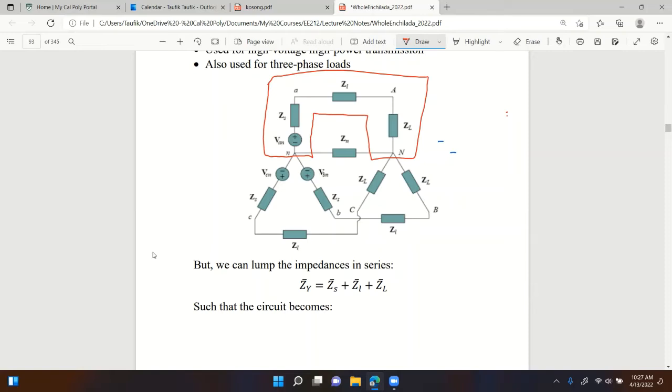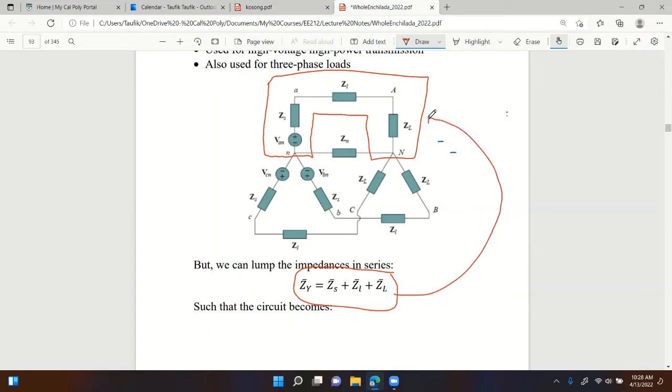Notice that for Y to Y connection, we have the same three impedances, the ones I mentioned earlier: source, line, and load. Look at how they are connected. They share the same current. If they share the same current, that means they must be connected in series. If they are connected in series, I could simplify the circuit. I could just lump these three impedances into one single impedance, and I just call it ZY.